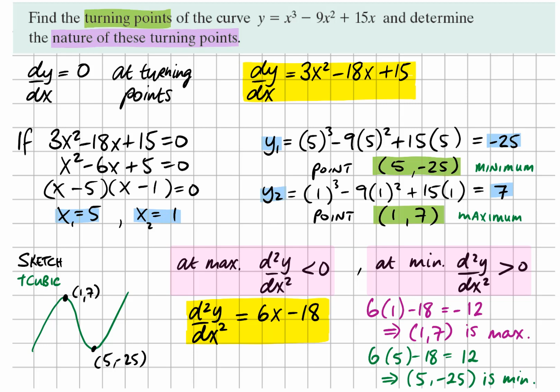So what we've learned here is that if you want to check if something is a maximum or a minimum, what you do is you sub in the x value into the second derivative and see is the output positive or negative.